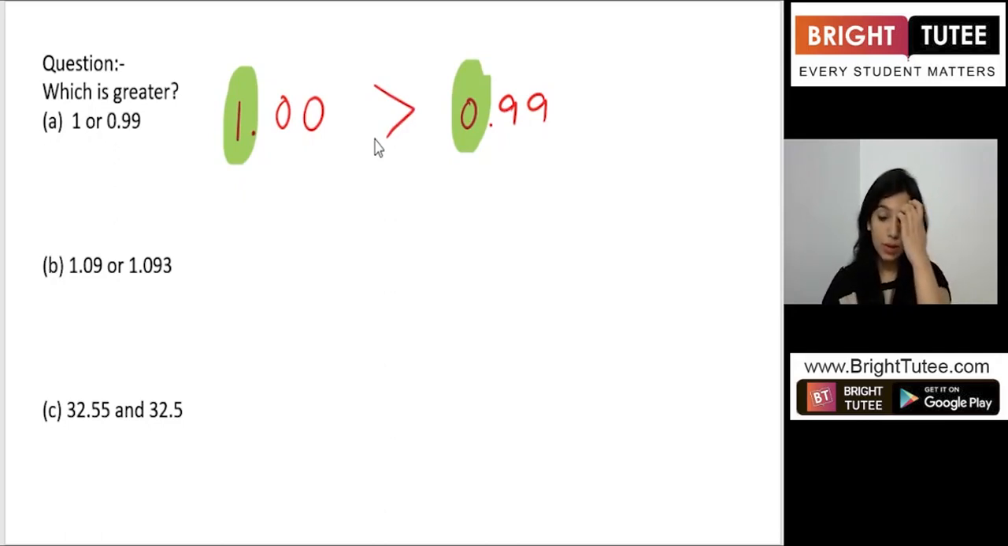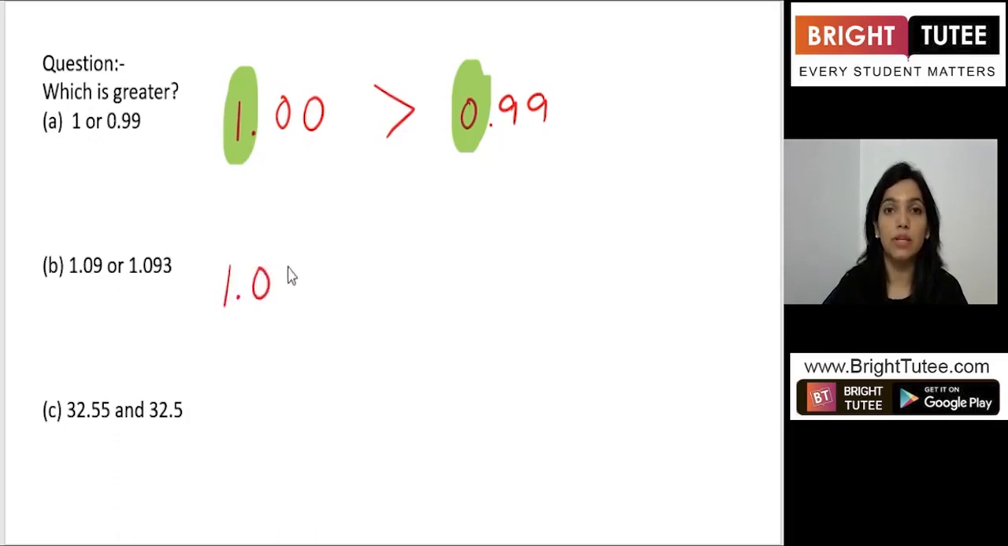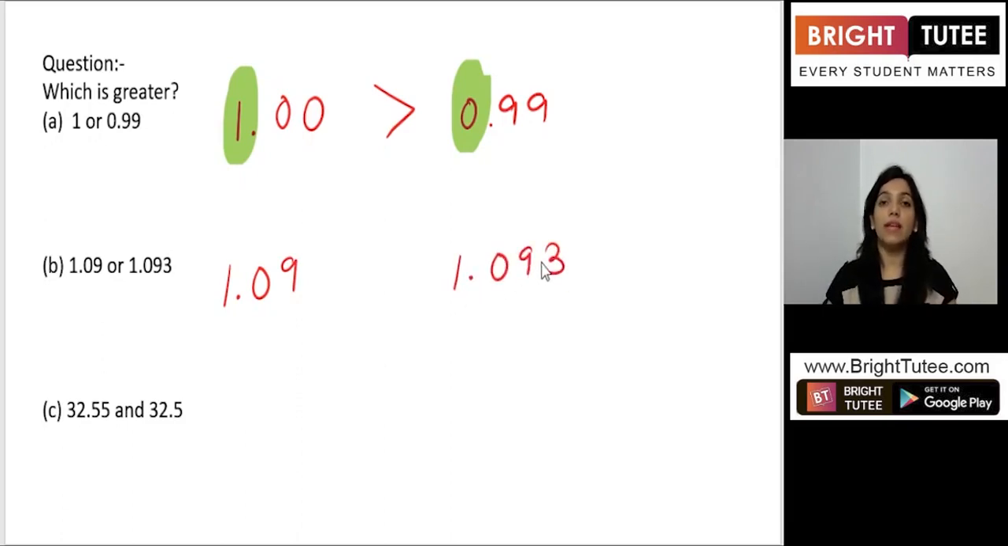Let's look at the next one. Here clearly the whole numbers that we have got are the same. So let's write down the numbers again. It's 1.09 and on the other side we have got 1.093. Now here the first number is given till the hundredths place. However, 1.093 is till the thousandths place. So if you want, you can make them like decimal numbers and put a 0 after 9. It won't make any difference.